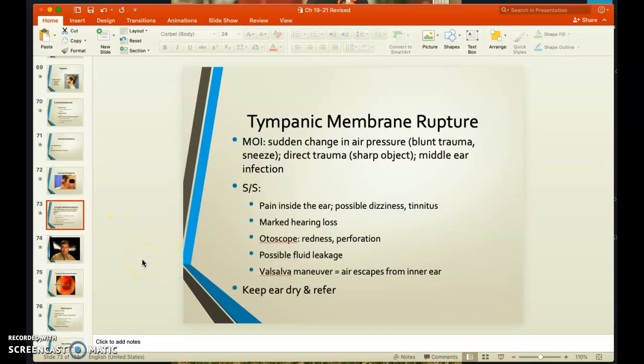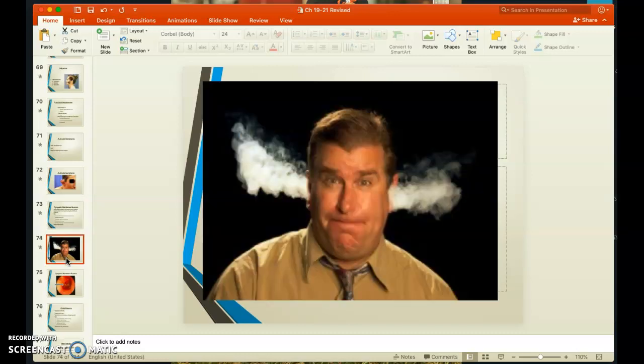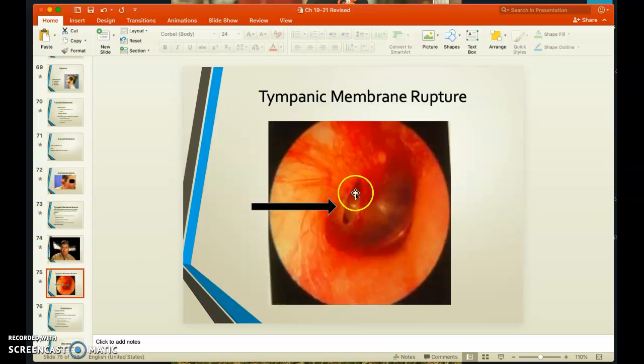Tympanic membrane rupture. Okay, so sudden change in air pressure or direct trauma. Think using a Q-tip, going too deep into the ear, or perhaps a middle ear infection. What happens is, when that middle ear gets red, gets irritated, gets swollen, it can actually cause a full tear of the tympanic membrane. You can actually lose air. And there we can see, through an otoscope, normally this should be nice and bright, nice and clear. With a tympanic membrane rupture, it's going to be red, irritated, swollen, pretty gnarly looking.